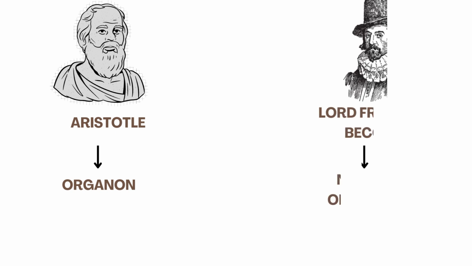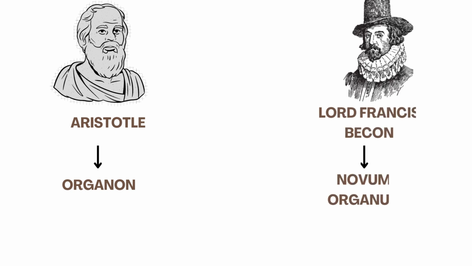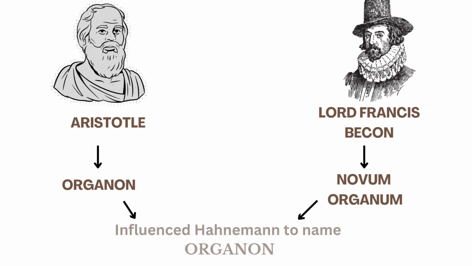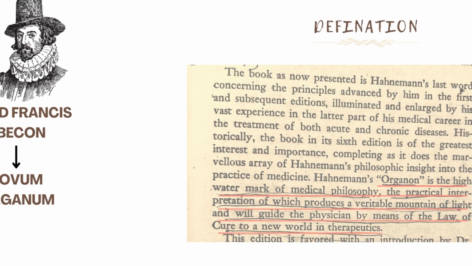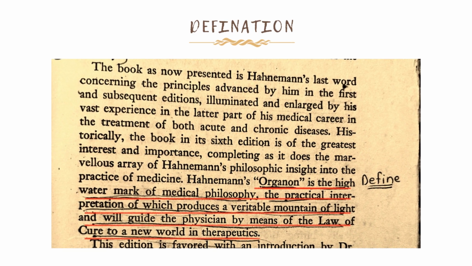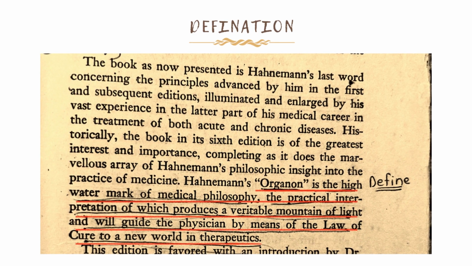The word organon was used for the first time by the Greek philosopher Aristotle for all his literary work. Lord Francis Bacon wrote a book on logic in Latin named Novum Organum, which is the second volume of his Instauratio Magna. These must have influenced Hahnemann to name his book as Organon. Definition of Organon as per 6th edition.